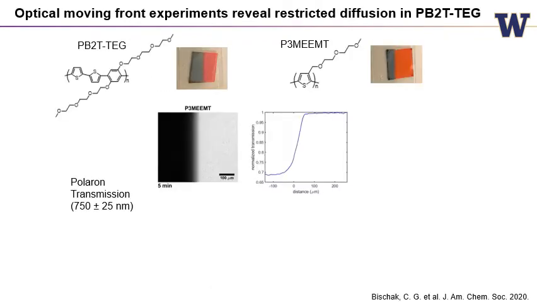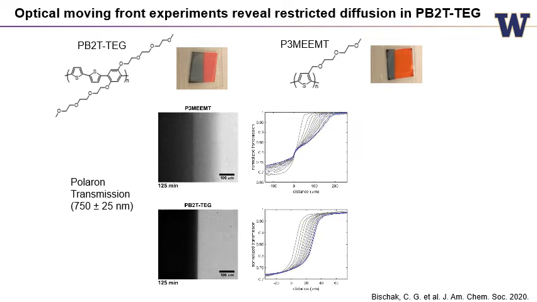And so here's the result of this experiment. First I'm going to show the result of P3MEEMT. If I play this movie here, you can watch how this interface moves with time, and you can see that it behaves basically as we expected it to. So aside from some immobile fraction of these ion polaron pairs, we see that this interface does blur out over time.